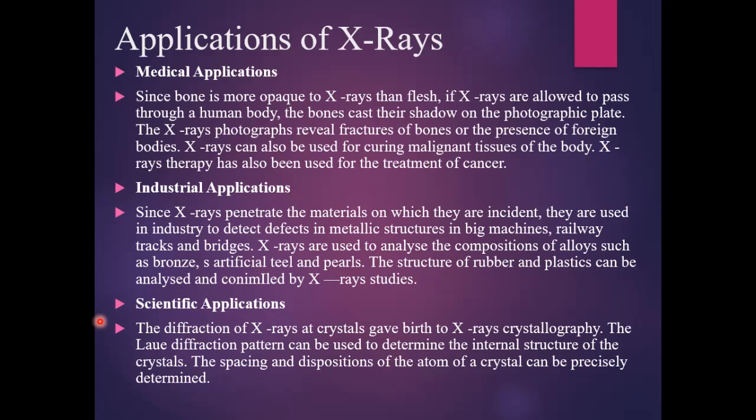Then it has some industrial applications. In industrial application, as we again know that X-rays can penetrate through materials, they can be used to find defects in the metallic structure in bigger machines, railway tracks, and bridges. X-rays are also used to analyze the composition of alloys such as bronze, artificial steel, and pearls. The structure of rubber and plastic can also be analyzed and confirmed by X-ray studies.